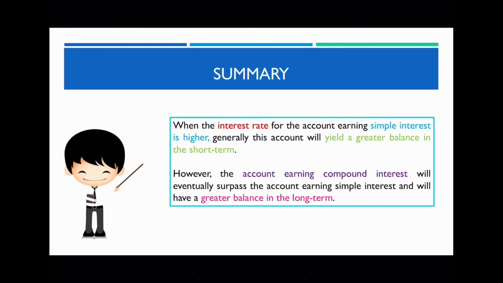To summarize what we've gone through, when the interest rate for the account earning simple interest is higher, generally this account will result in a larger balance in the short term, meaning after 1, 2, 3 years. However, the account earning compound interest will eventually surpass the account earning simple interest, and will eventually have a greater balance in the long term.